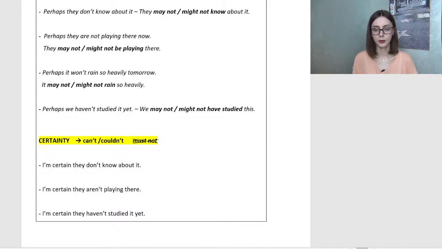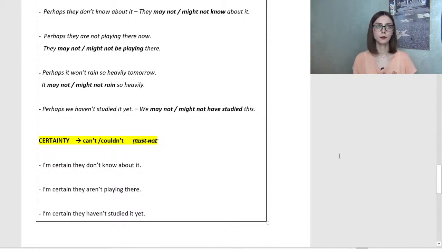All right, let's check how you are doing. Might not have studied. Yeah, exactly, you have the idea of how to make it, so you got it. All right, so let's go on. Finally, we are going to look at certainty.